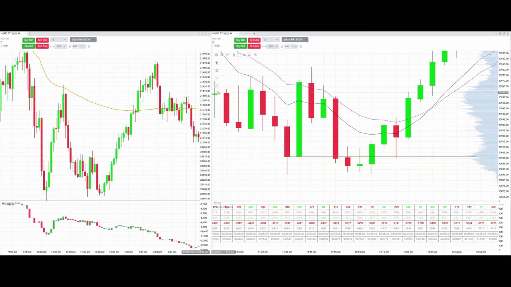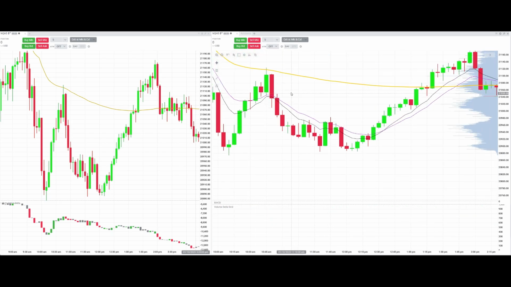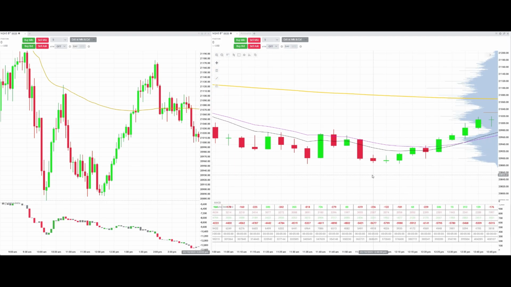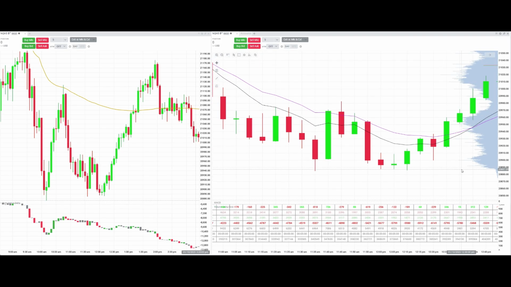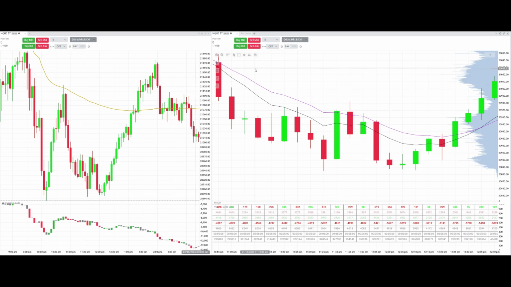But how can we spot this using the cumulative delta or the volume delta? Well, as we zoom out here, you'll notice we are in a selling downtrend, right? So as we're looking at this selling downtrend, you'll notice that the volume delta or the cumulative delta starts to have some imbalance, some inefficiencies.